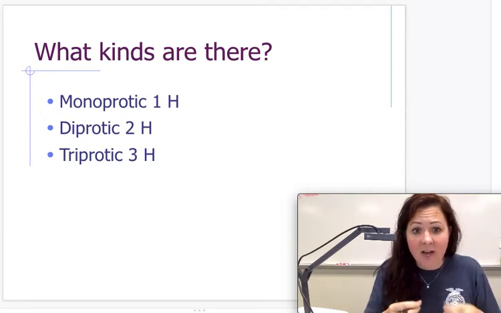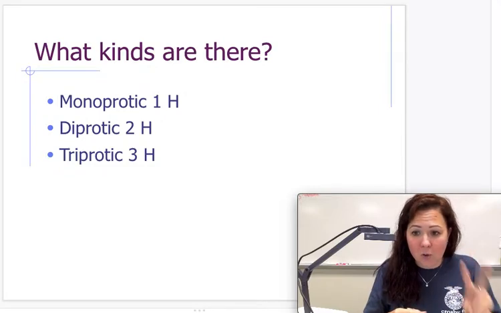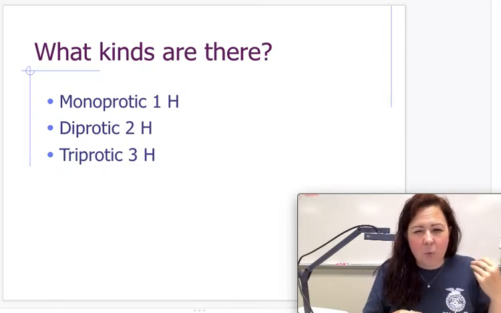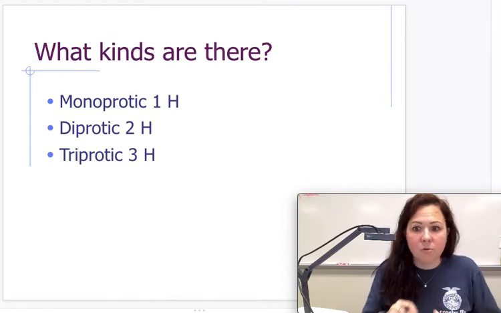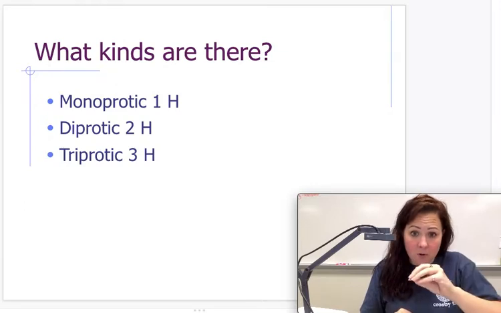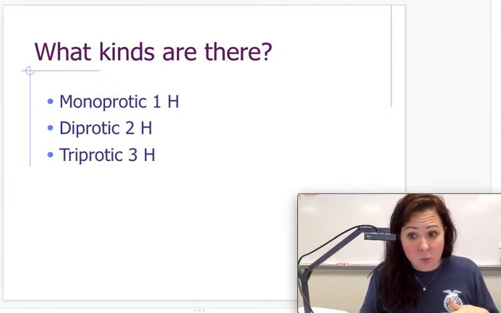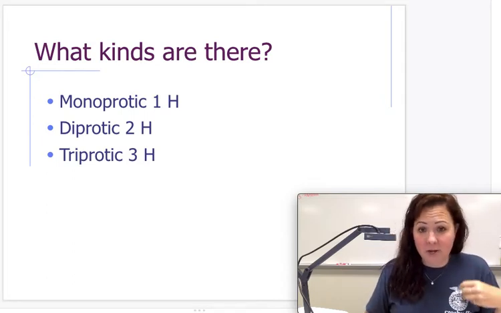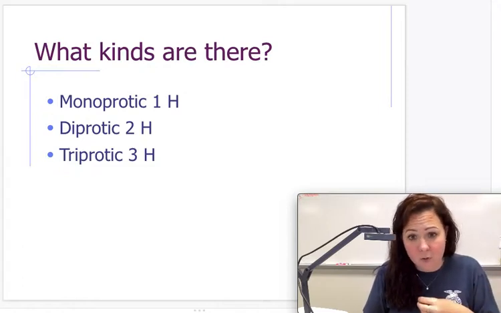Diprotic means two, so that means you have two hydrogens there. That would be something like sulfuric acid, H2SO4, so there are two hydrogens there. A triprotic acid, tri means three, so you have three hydrogen ions present. That would be something like phosphoric acid, which is H3PO4.